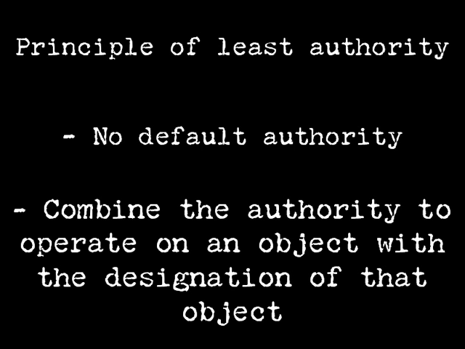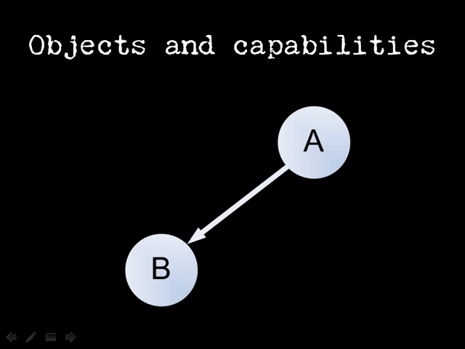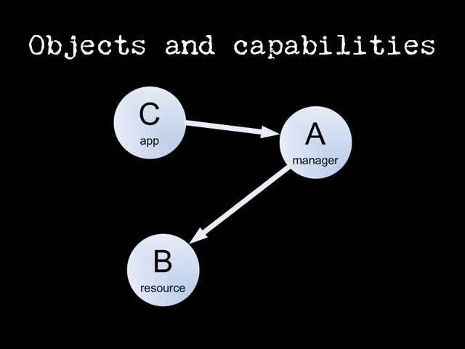We'll first look at how this works at the object level, and then see how the same approach applies in the user interface. Let's consider two objects A and B. A has a reference to B. This gives A access to B, which means A can call B's methods. This type of reference, where you're granting access by simply pointing to an object, is called a capability reference.